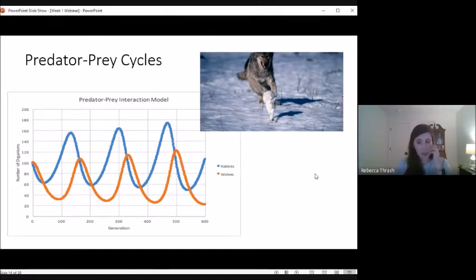I've got an example here of this wolf species that is preying on rabbits. And the important thing to note about the cycle here is two things. So here, notice that the population number, the number of organisms for the wolves, never exceeds the number of rabbits here on these peaks.